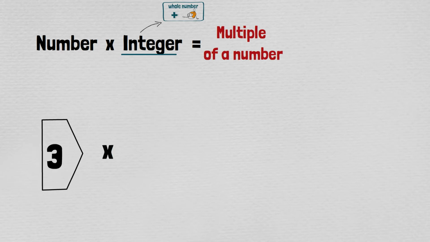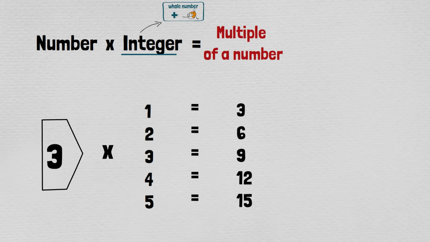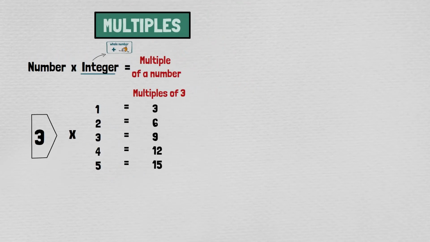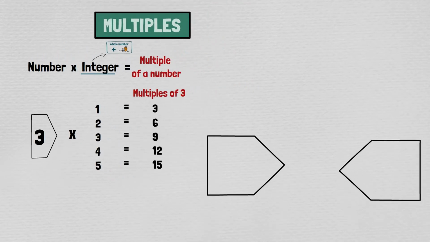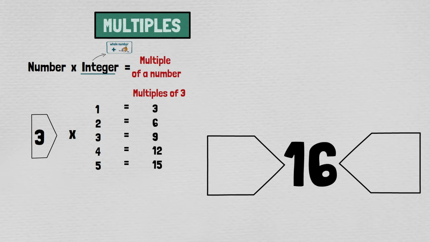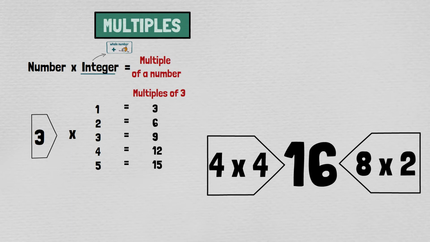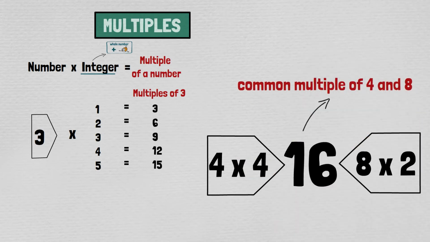If we take the number 3 and multiply it by the integers 1, 2, 3, 4, and 5, we get 3, 6, 9, 12, and 15. All of these numbers are in fact multiples of 3. Sometimes a multiple of one number can also be a multiple of another. 16 is a multiple of 4 because 4 multiplied by 4 equals 16. On the other hand, 8 multiplied by 2 also equals 16. Therefore, we can say that 16 is a common multiple of 4 and 8.